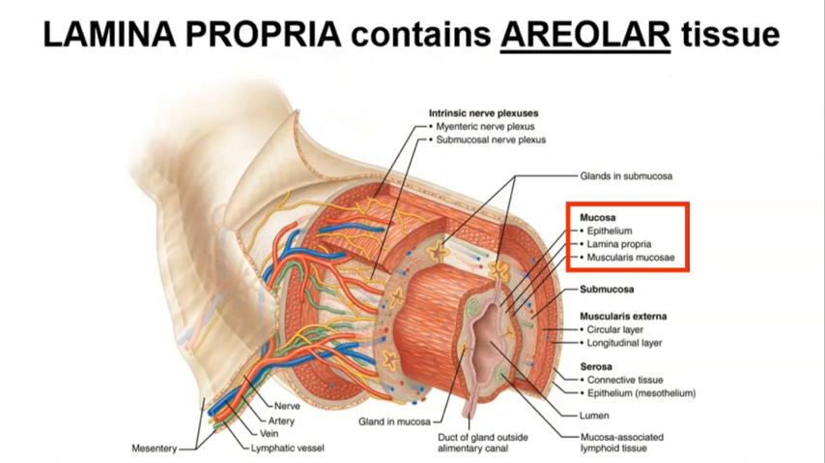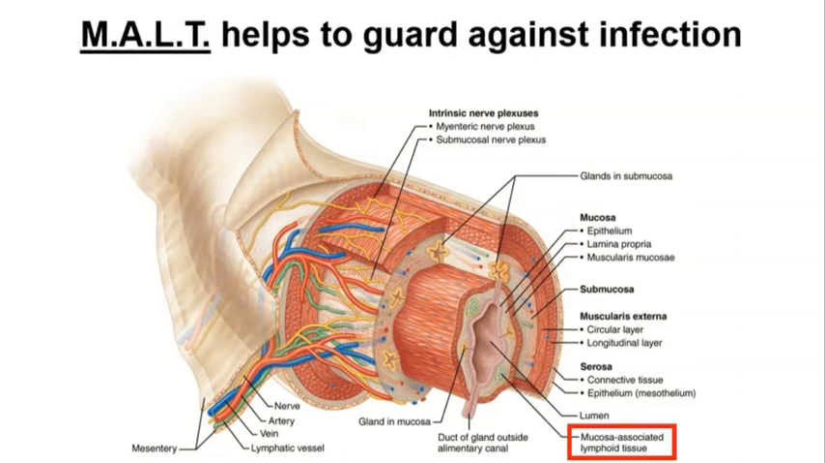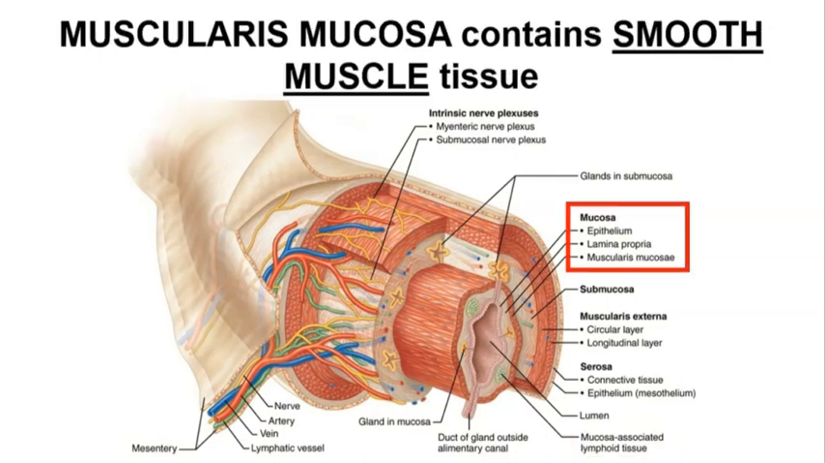The lamina propria is a structure that contains areolar connective tissue, and recall that areolar connective tissue is a tissue that contains lots of capillaries. The lamina propria is the major layer that absorbs nutrients from the lumen of the gastrointestinal tract. The lamina propria also contains lymphoid follicles that we mentioned earlier to defend against infection. This tissue is referred to as the mucosa-associated lymphoid tissue.